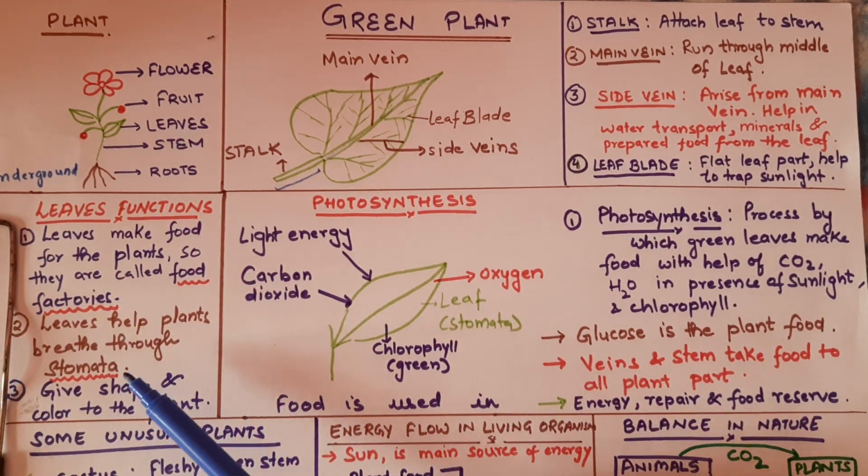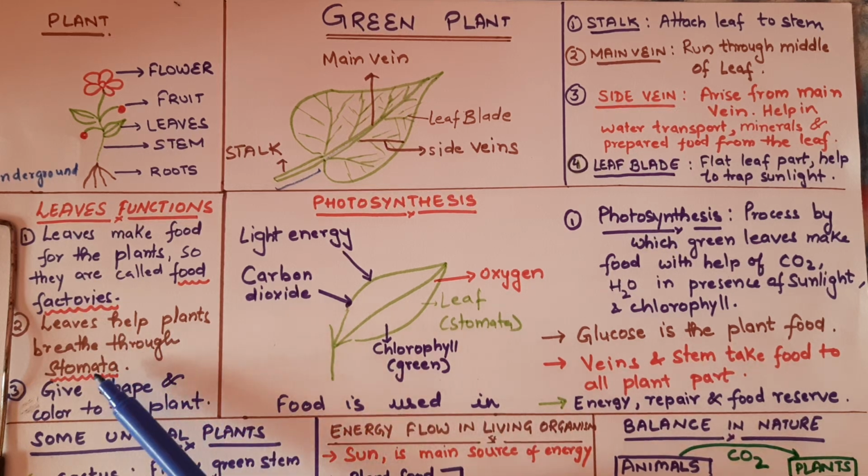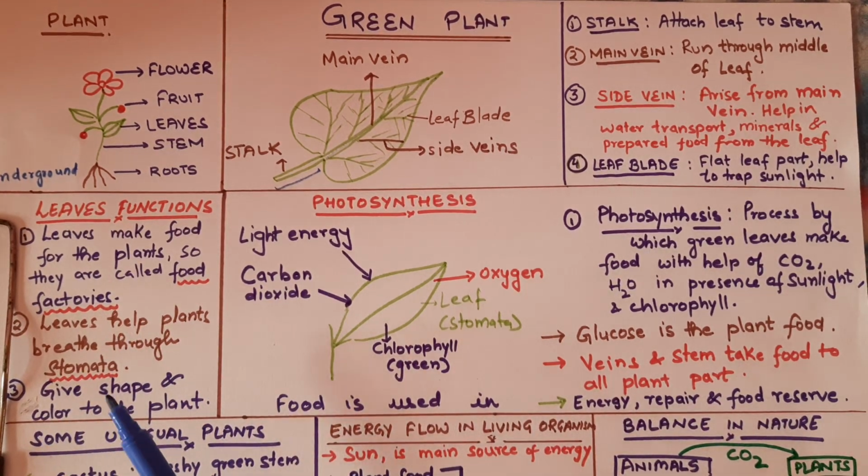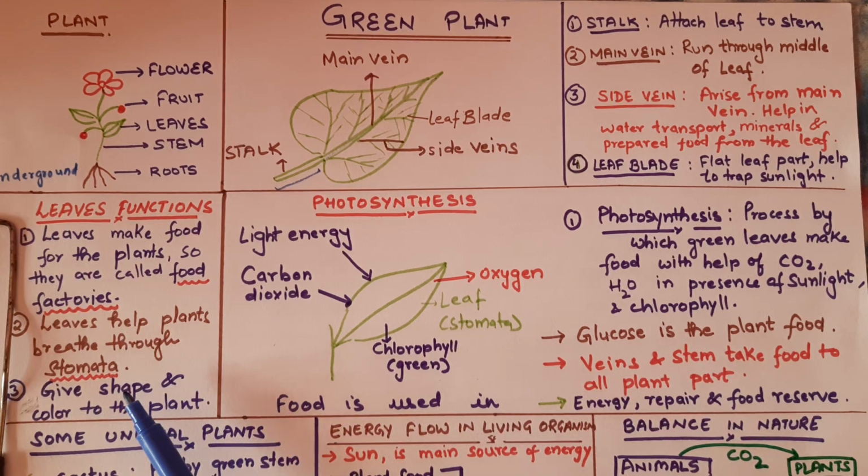Second, the leaf helps the plant breathe also through stomata. We have a nose, right? Human beings have a nose to breathe. But did you ever see a leaf with a nose? No, but still they breathe, right? So how does the leaf help them breathe? Like we have a nose, they have stomata, which help in breathing. So the first point is it helps in making food for the plant, and the second point is it helps in breathing of the plant.